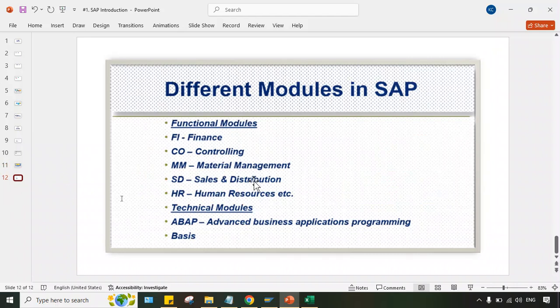So this is all about the introduction to SAP, guys. From the next session onwards, I'll explain about FICO. First of all, I have to explain the types of projects, so that I'm going to explain in the next session.